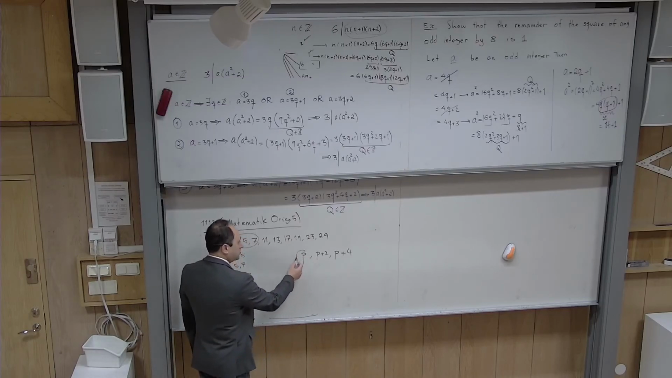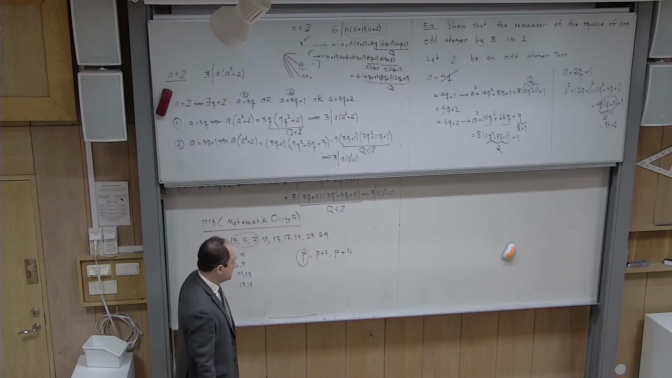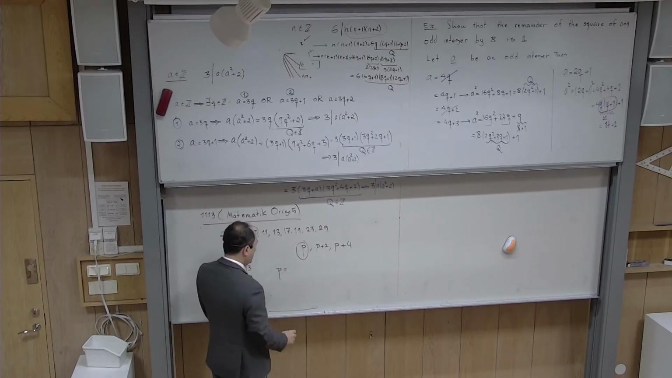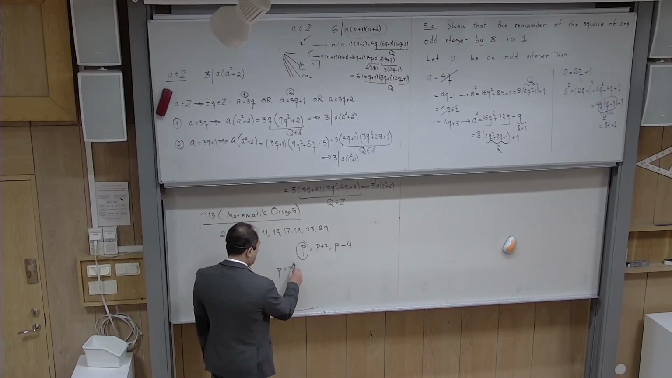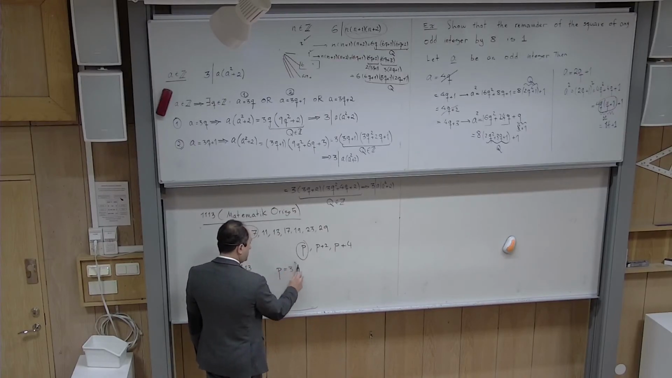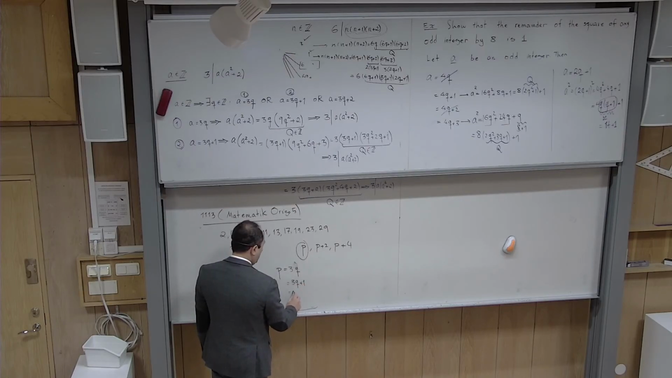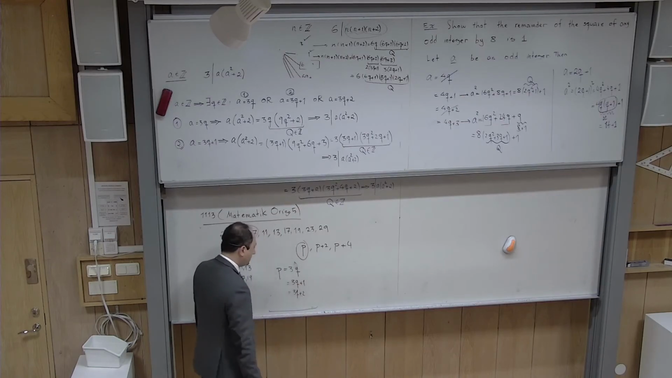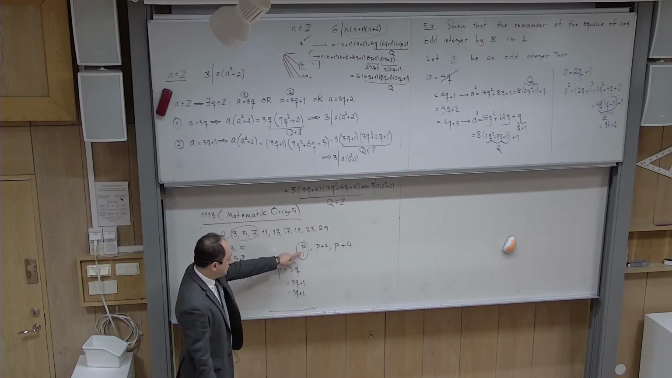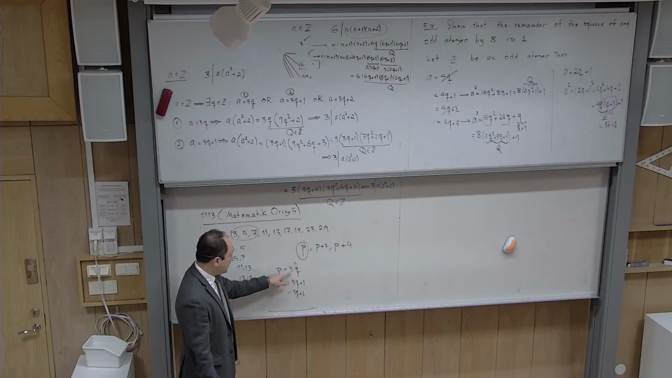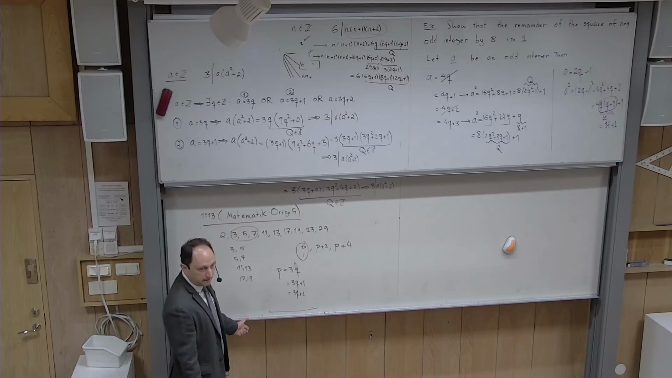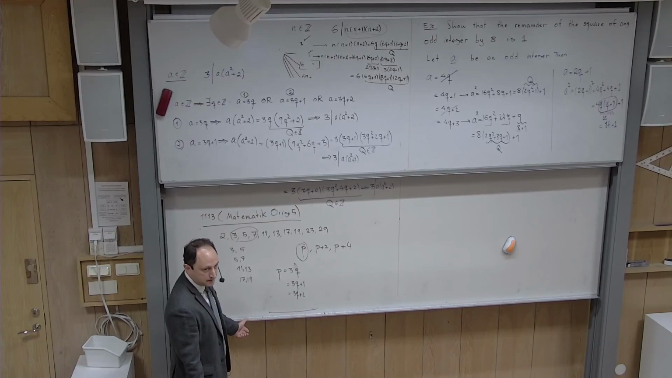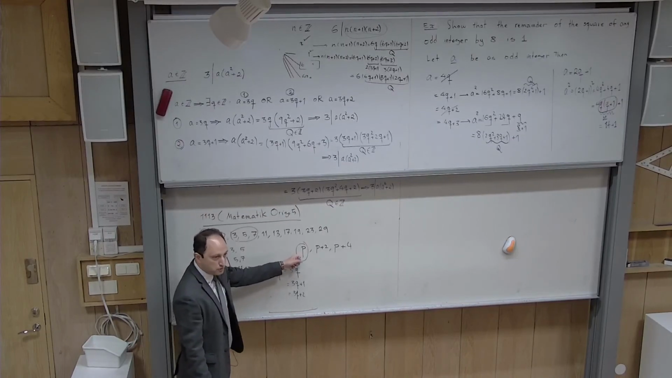p is an integer. So p can be written in one of these three cases: 3q, or 3q plus 1, or 3q plus 2. This is inevitable. When you say p is an integer, you have to admit that p is one of these. But 3q is not possible in this case. Why? Because p is supposed to be a prime number.